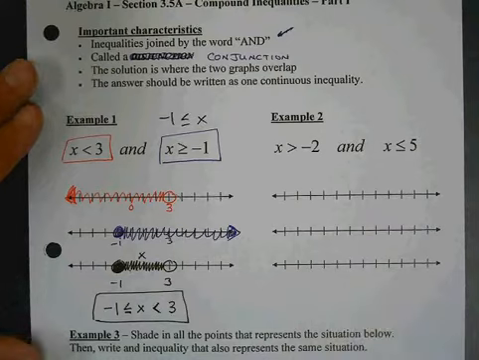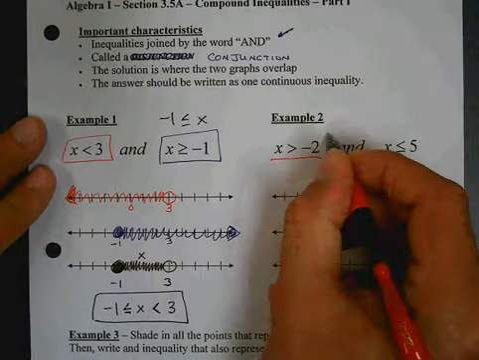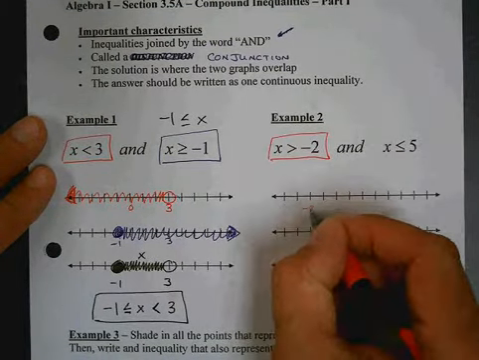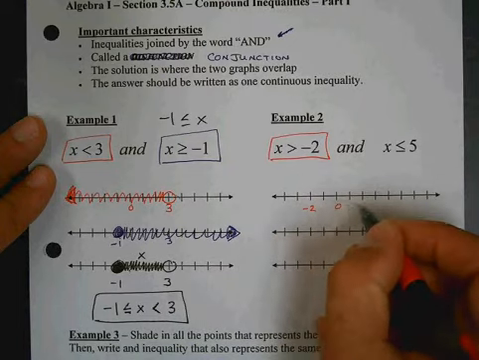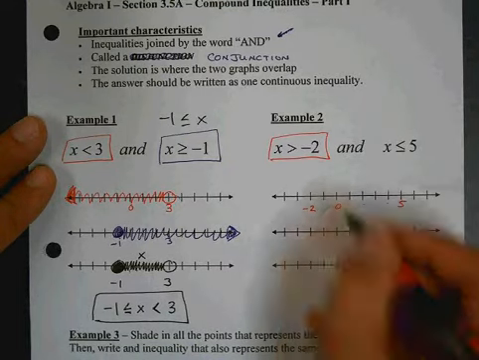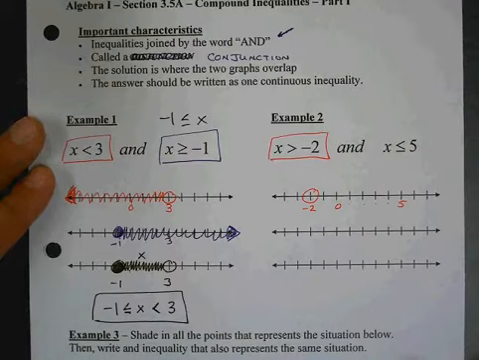Okay, let's switch back to example 2. The top one in red. Here's negative 2. 0, 1, 2, 3, 4, 5. Shade for me, if you would. Above or below? Haley?